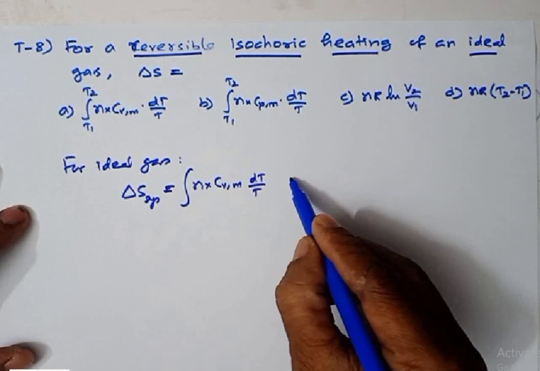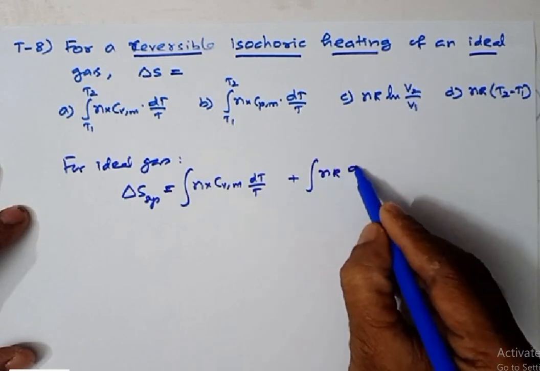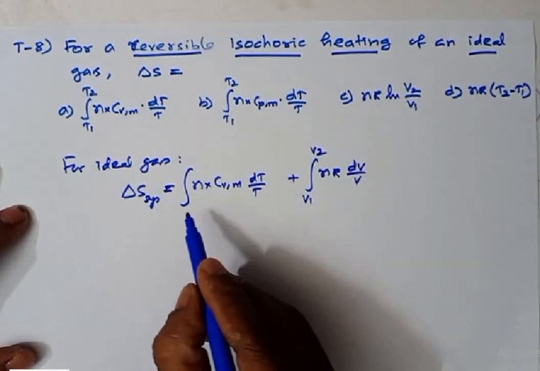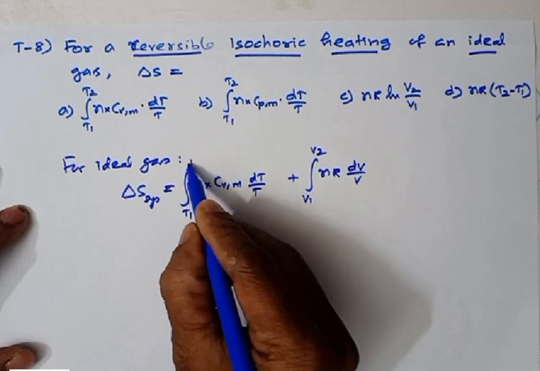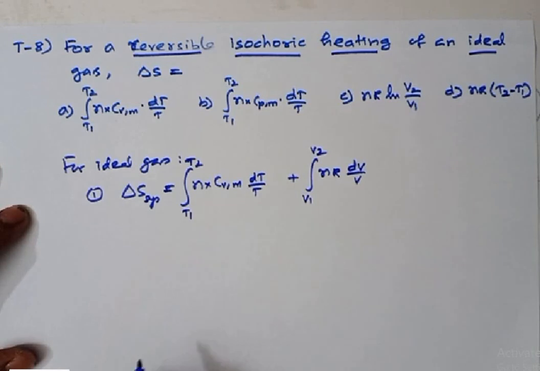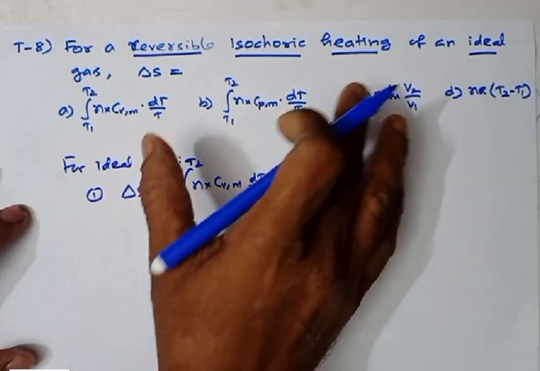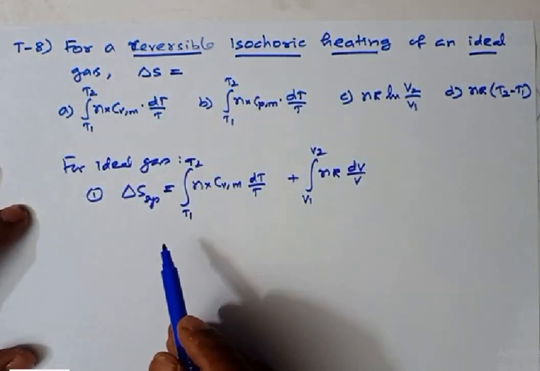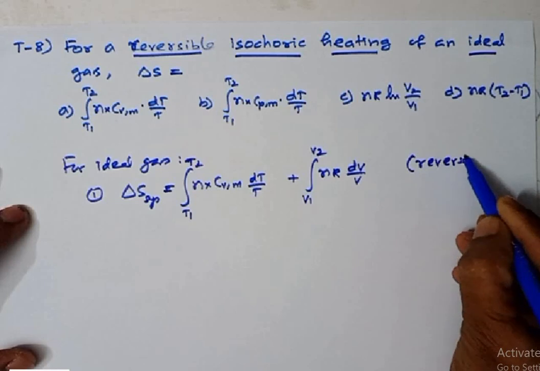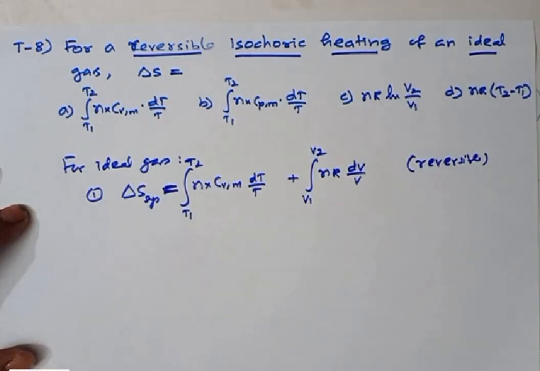Okay, plus integral nR dV by V. This is V1 to V2, volume increases, and temperature T1 to T2. This is equation number 1. We have another equation, we'll write in the next page, but before that, I'll give the answer for this question first. This equation is applicable for reversible process. I am using equal to symbol here, so it is applicable for reversible process.